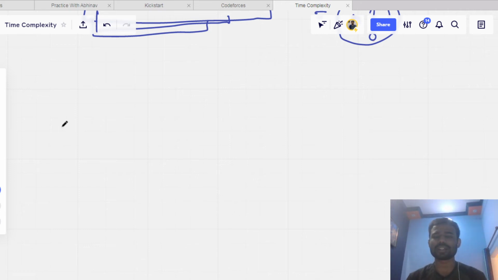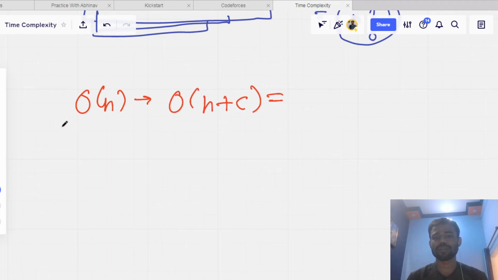Now some properties of time complexity: time complexity doesn't depend on a constant. For example, if the time complexity of a function is n, and we have added some constant to this n, then it will again be n.